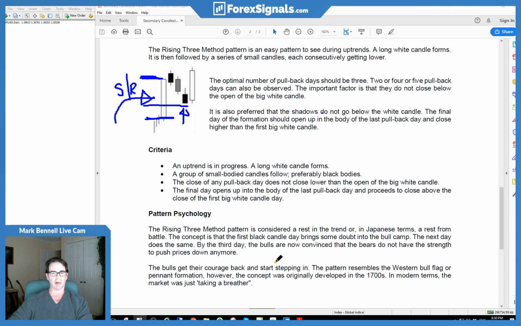The bulls get their courage back and start stepping in. The pattern resembles the Western bull flag or pennant formation. Okay, I don't quite see that. However, the concept was originally developed in the 1700s. In modern terms, which is what I prefer, the market was just taking a breather. They're talking about here being the flag. Okay? So yes, you can have it such that the centre looks like this. So that's what they're talking about in terms of the flag.